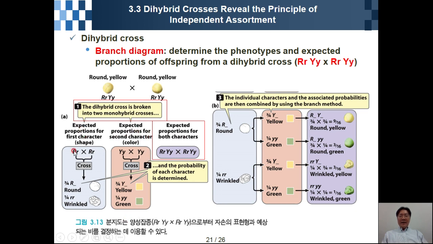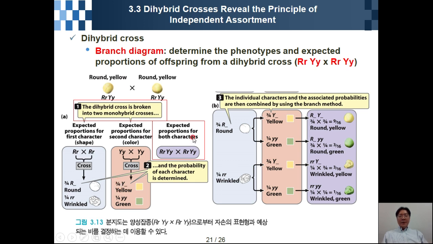So based on large R, small r crossed with large R, small r, the expected phenotype will be wrinkled 1 out of 4, and round 3 out of 4. How about the color? Color will be 1 out of 4 small y, which is green, and yellow will be 3 out of 4.